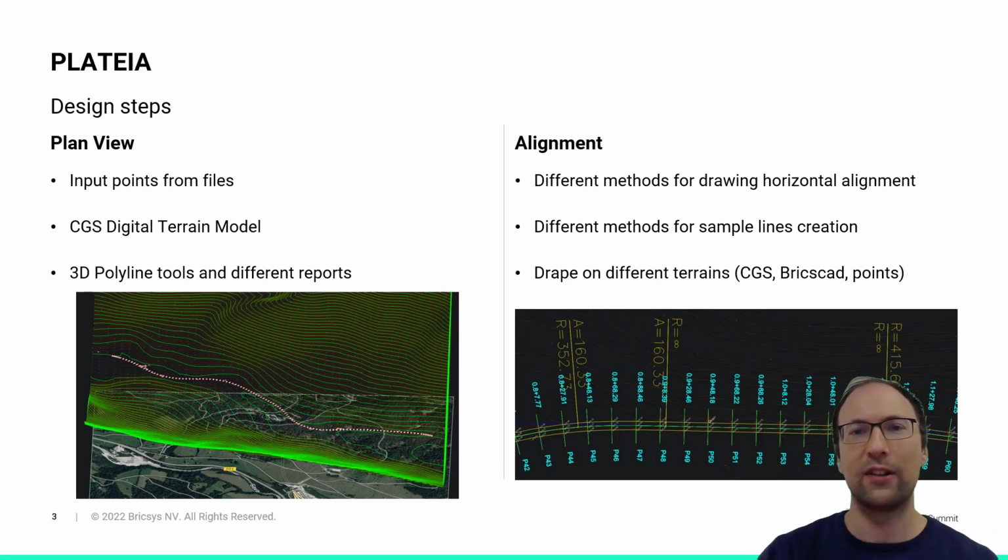Here we have different methods for drawing horizontal alignment. We can construct main elements and sample lines in different ways. Also, there is a possibility to drape or project our alignment on different terrains, such as CGS or BricsCAD terrain, or even CGS points.